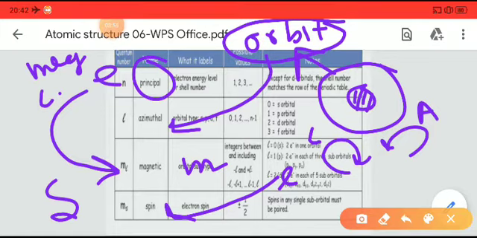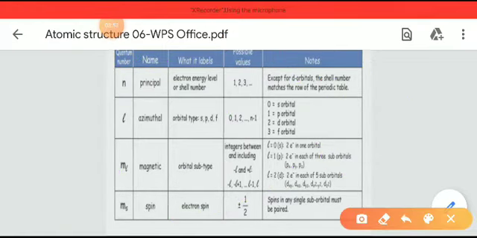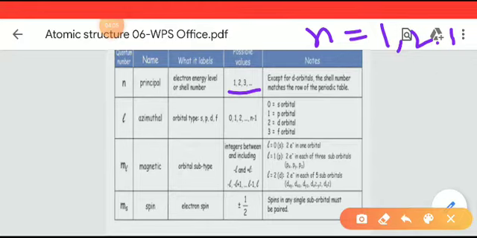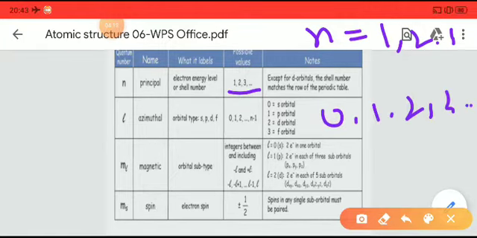The principal quantum number, that is n, can start from 1, 2, 3, 4 and so on. So it will start from 1, 2, 3, 4 or beyond that. The azimuthal quantum number starts from 0, 1, 2, 3. Remember, when L is 0, that means S orbit. When L is 1, then P orbit.